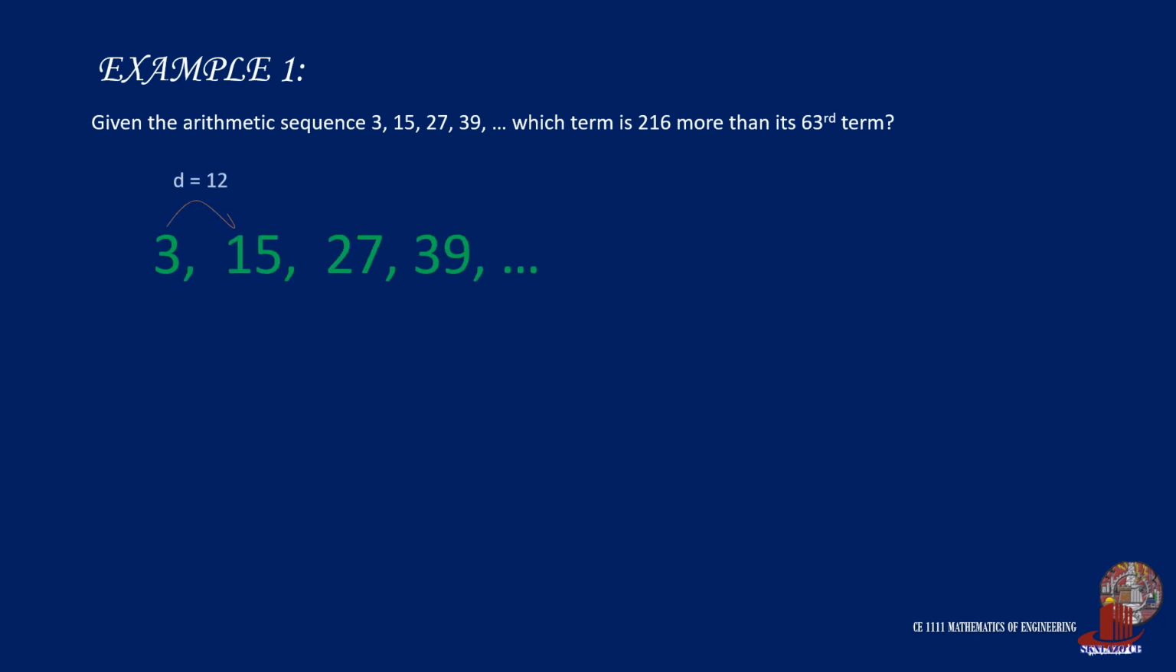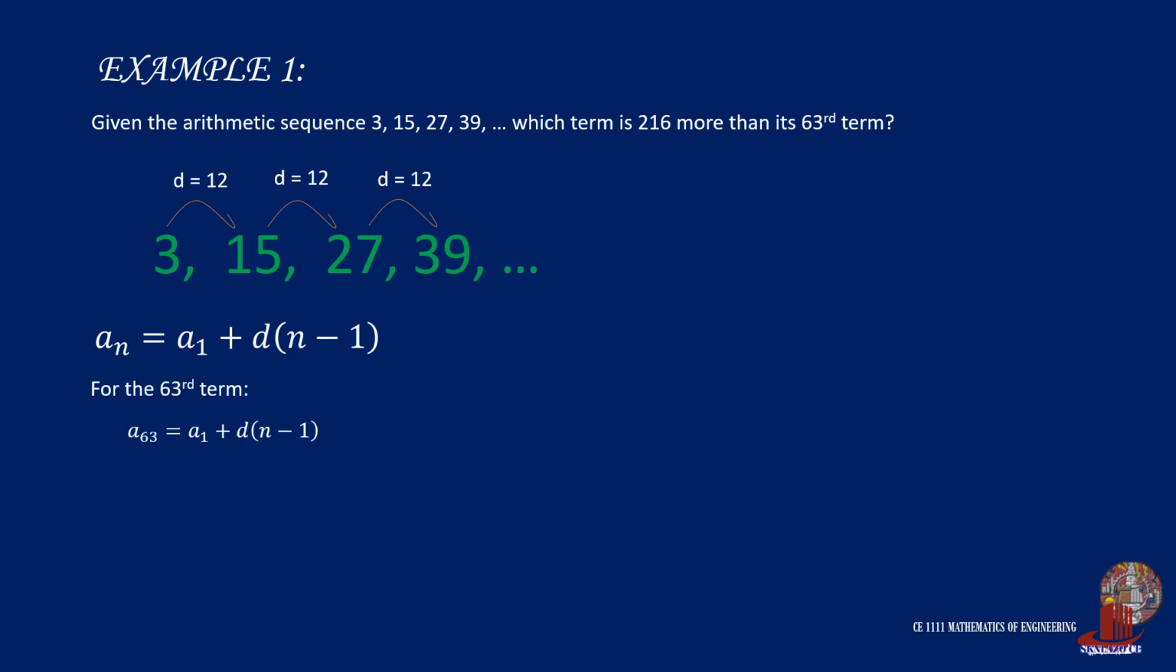The first example has an arithmetic sequence which involves 3, 15, 27, and 39. The task asks for the term which is 216 more than the 63rd term of the sequence. So having the first terms, we can identify the common difference, which is 12. Then, from the explicit formula, we solve for the 63rd term.